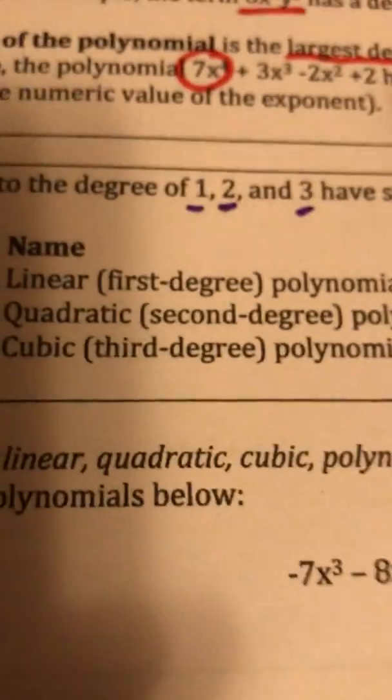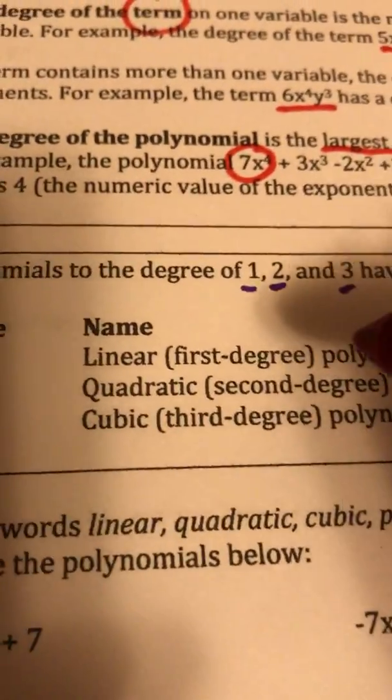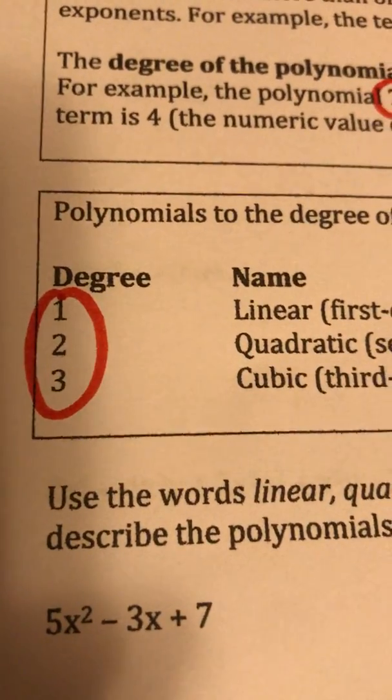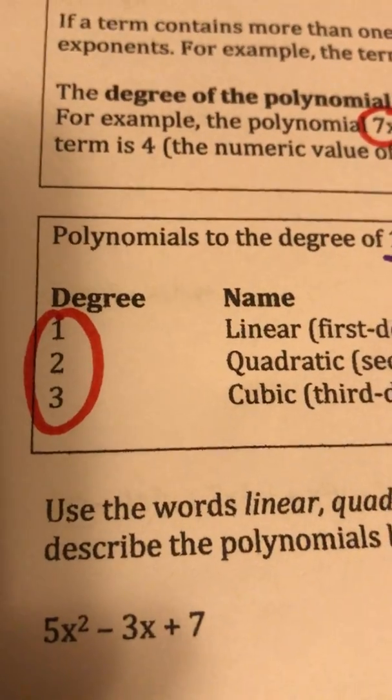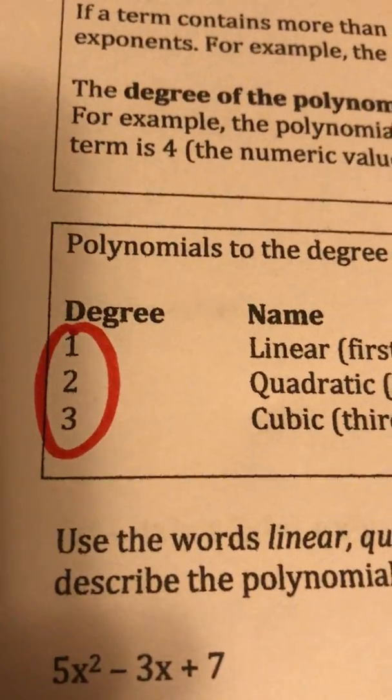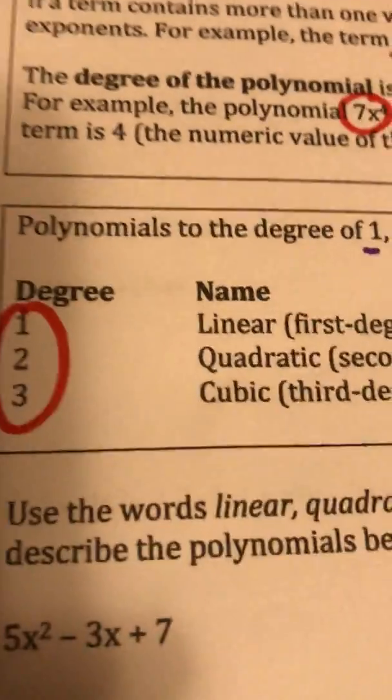Only polynomials to the first, second, and third degree have special names. For the other ones, you just say it's a polynomial to the degree of 4, or a polynomial to the degree of 7, or something.